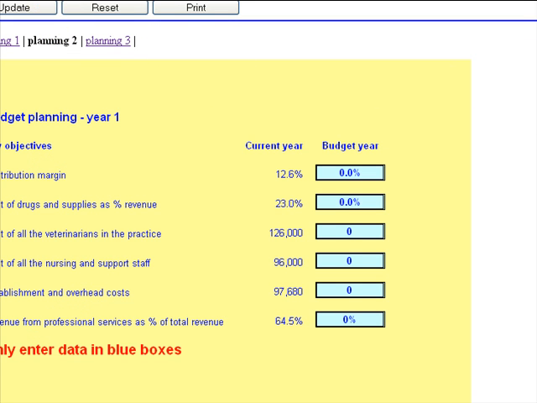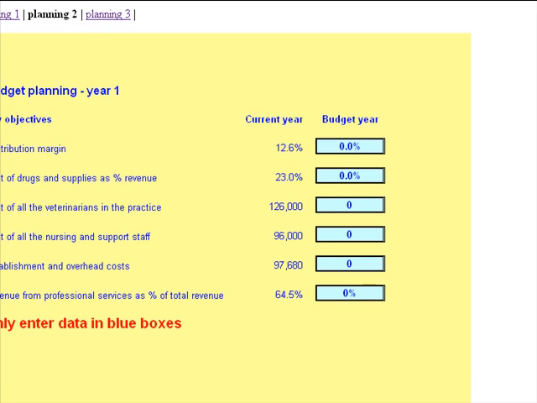Now the manager's task is to plan ahead for next year, so he or she will click on to the planning page 2, and here are the key performance indicators for last year, the current year. The task now is to enter some targets for next year. Let's assume that the manager wants to increase the margin to 15% next year, to reduce the cost of drugs and supplies marginally as a percentage of turnover to 22%.